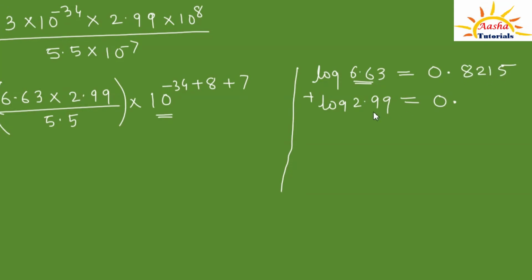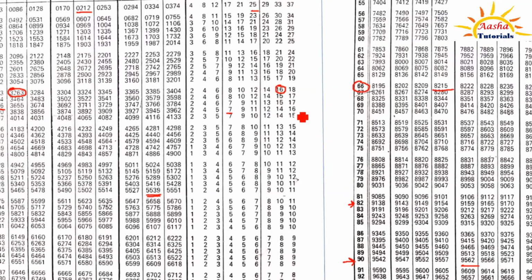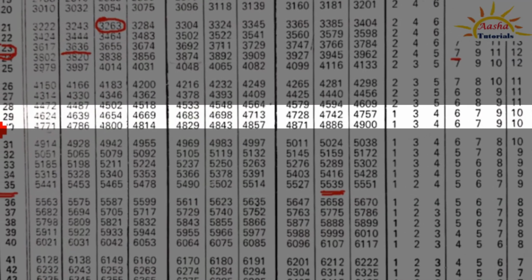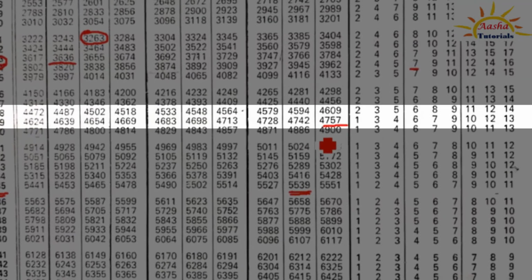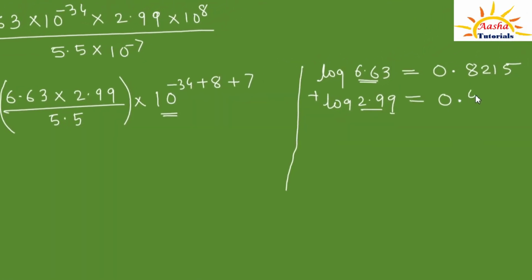8215. And then we have to find log of 29 in 9. Log of 29 in ninth column, that is 4757. If I add these two, how much do I get? Let's see. 7 plus 5, that is 12. Then this is 7, 7 plus 2 is 9. 8 plus 4, that is 12. So I'll get 1.2972.